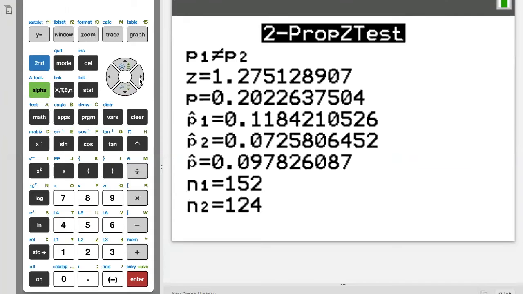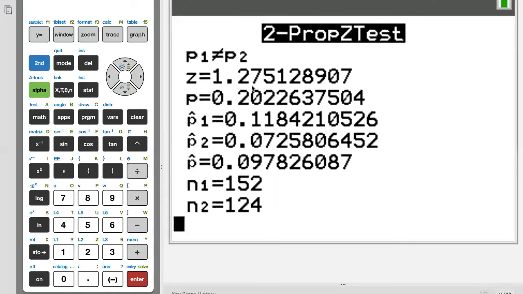And so if we calculate this, it gives us a z-score of 1.275, so I rounded that to 1.28. P is equal to 0.20. It gives you p-hat 1, p-hat 2, as well as p-hat total, right? So if you're having trouble calculating what p-hat total is, use your calculator. Don't try to do it by hand.